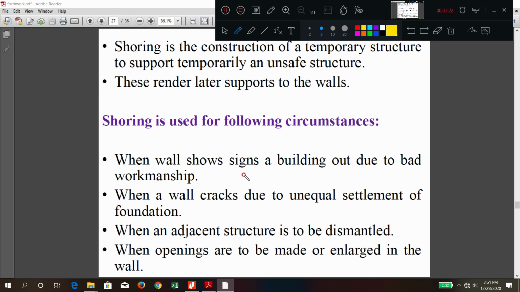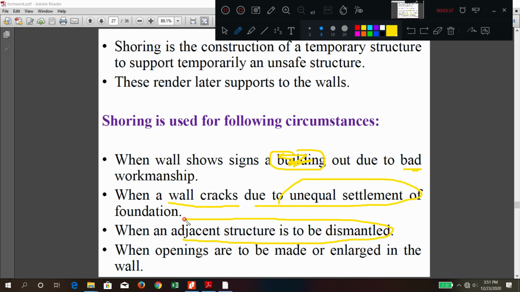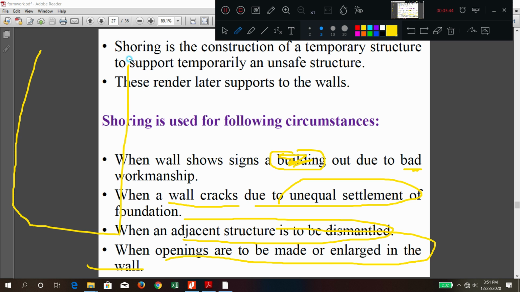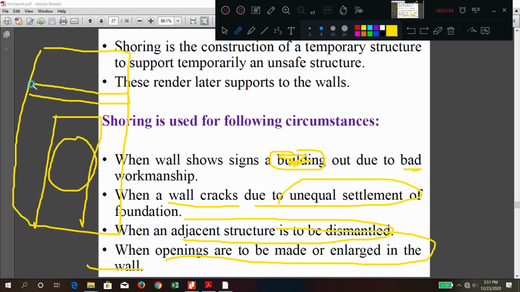So, to recap: when a wall shows bulging out due to load or bad workmanship, when a wall cracks due to unequal settlement, when an adjacent structure is dismantled, and when openings are to be made or enlarged in the wall. That means when there is a wall and you want to make an opening, to fix a door or a window, shoring is provided in this way. We will see it in detail one by one.